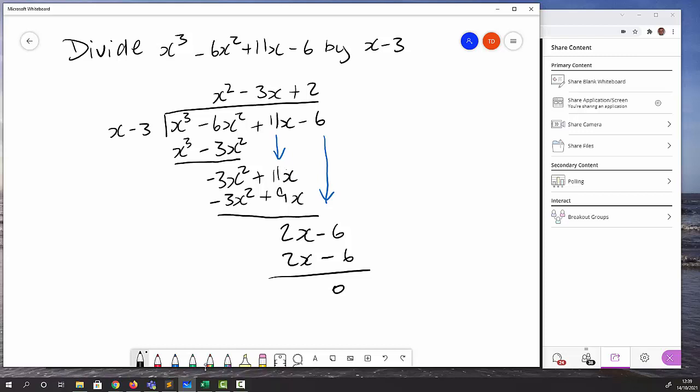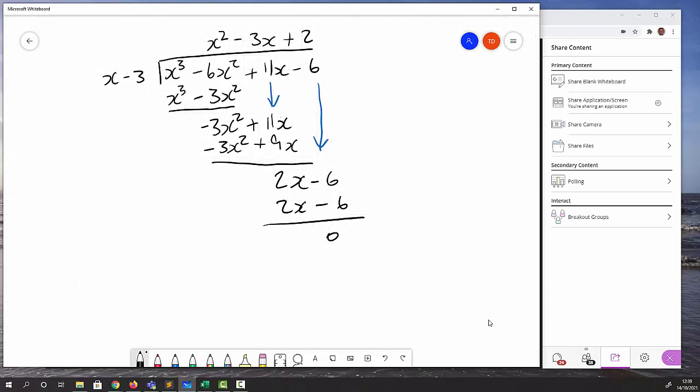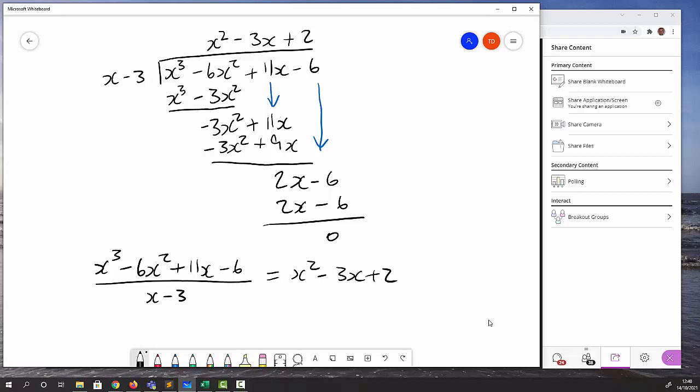So that means that x cubed minus 6x squared plus 11x minus 6 divided by x minus 3 is equal to exactly x squared minus 3x plus 2. So let me just write that down. Just slide that up a bit. So I can say that x cubed minus 6x squared plus 11x minus 6 divided by x minus 3 is equal to x squared minus 3x plus 2. Okay, and there you go.